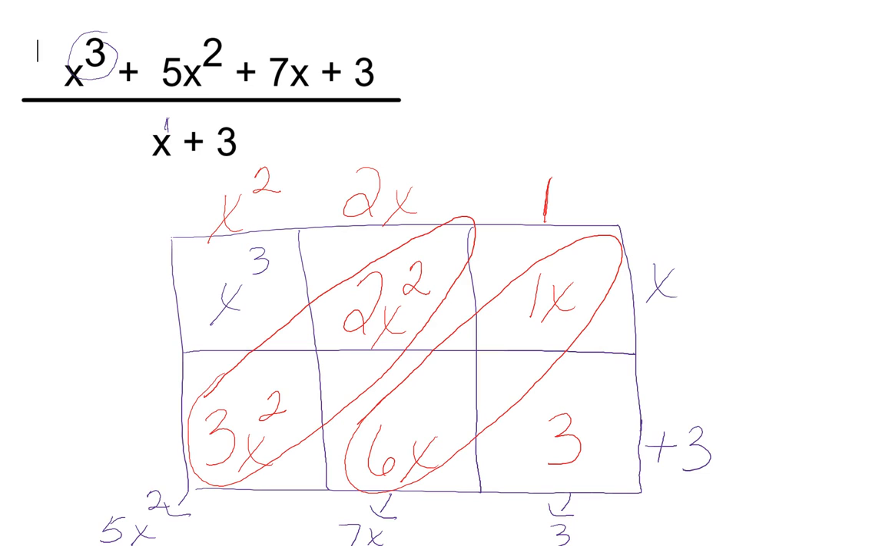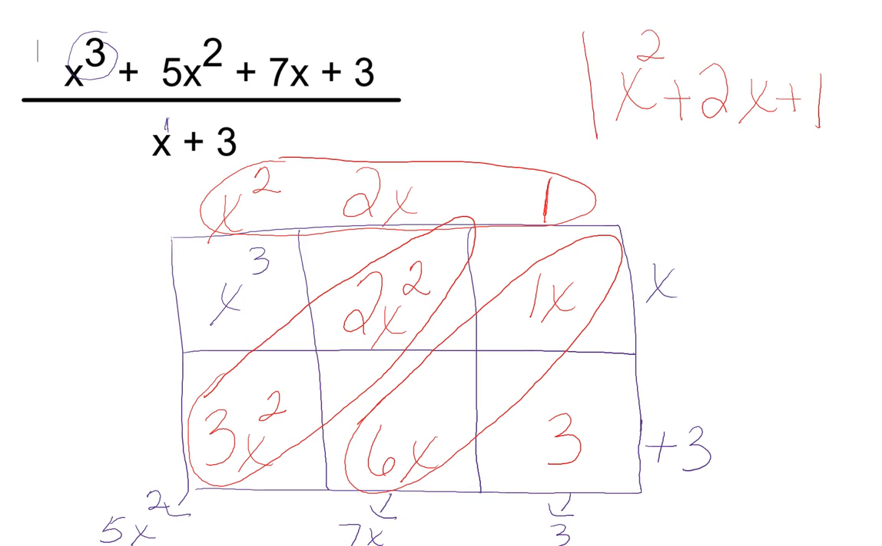So my quotient here will be whatever I found on the top, which in this case is x squared plus 2x plus 1. There is no remainder.